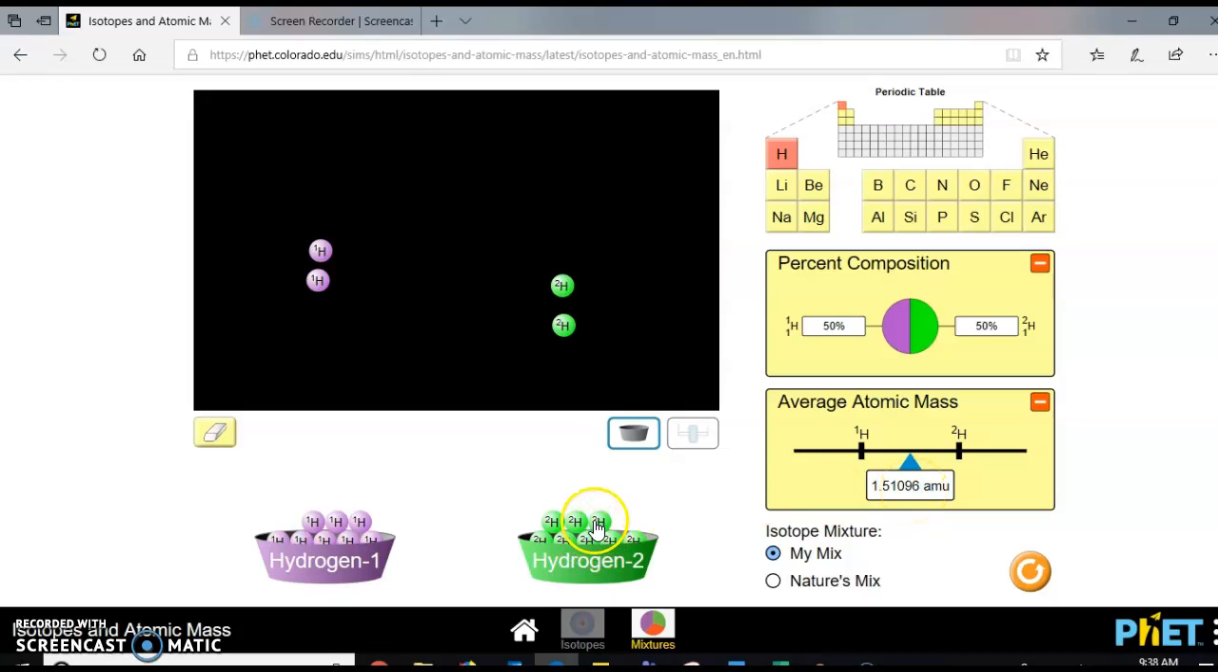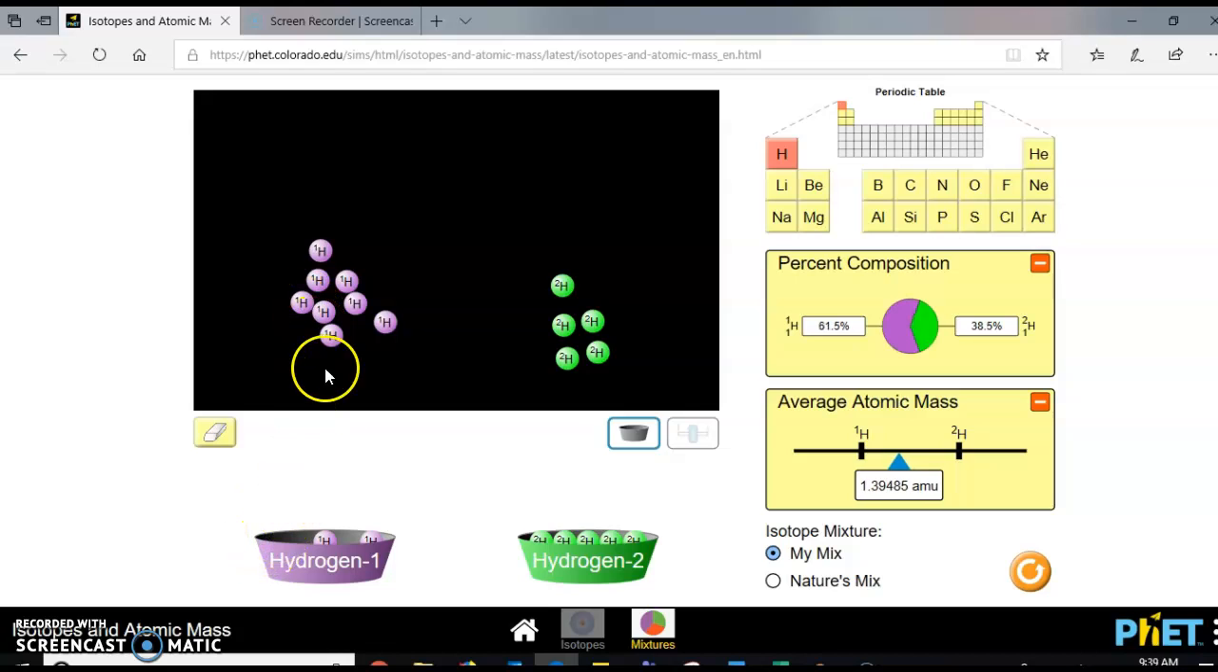Notice what happens if I keep adding green ones. Right? Look at what happens to that average atomic mass, right? The percent abundance, the higher the percent abundance, the closer the average atomic mass is going to be to that particular isotope. If I start adding purple ones in there, the average atomic mass is going to start moving back towards 1, right? Because again, the higher the percentage, the closer the average atomic mass is going to be to that particular isotope. But you're going to work your way through the chart.